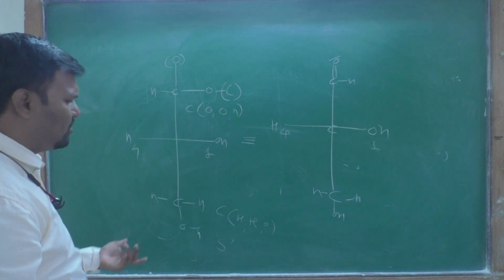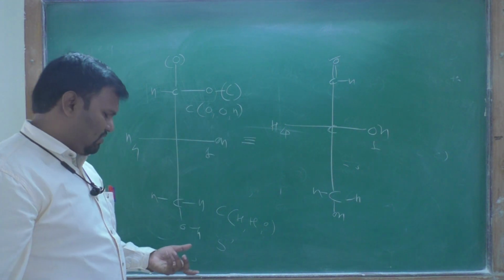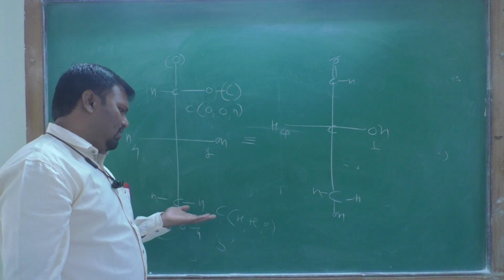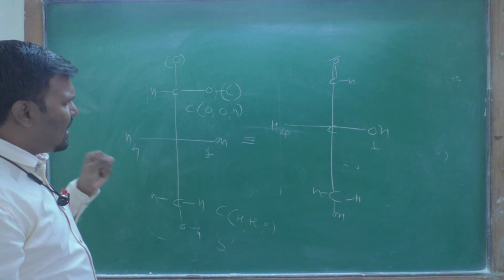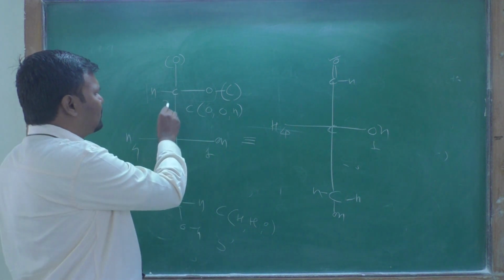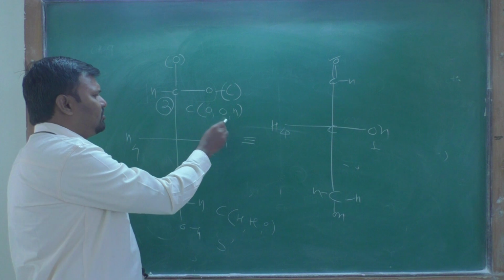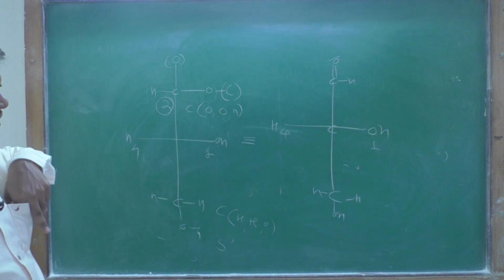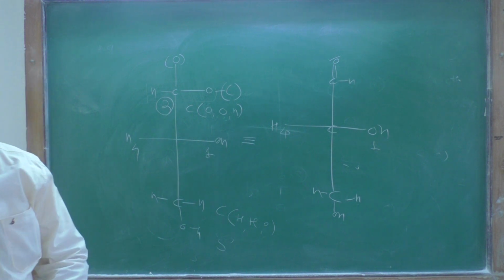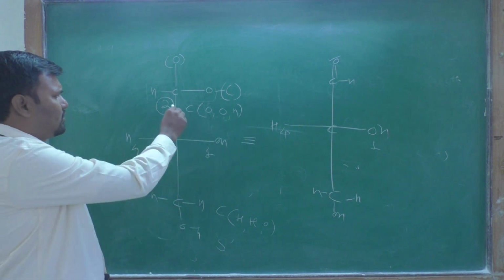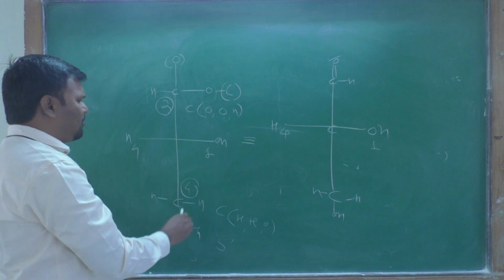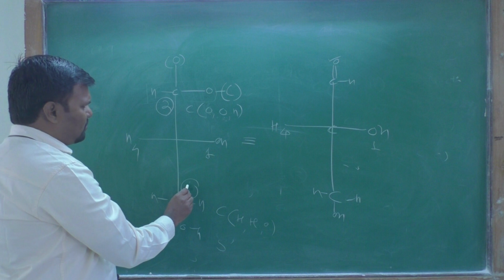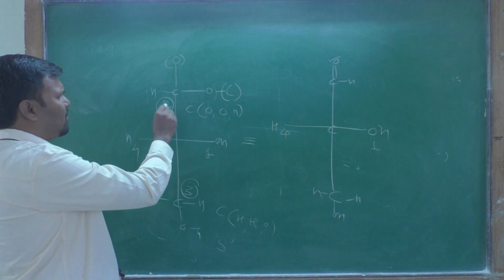By observing this, we can find the group which is having the third priority. This is having the third priority because in this case two oxygens are attached. Then we can find out its third priority group and the fourth priority group. This is having the third priority group and the second priority group.